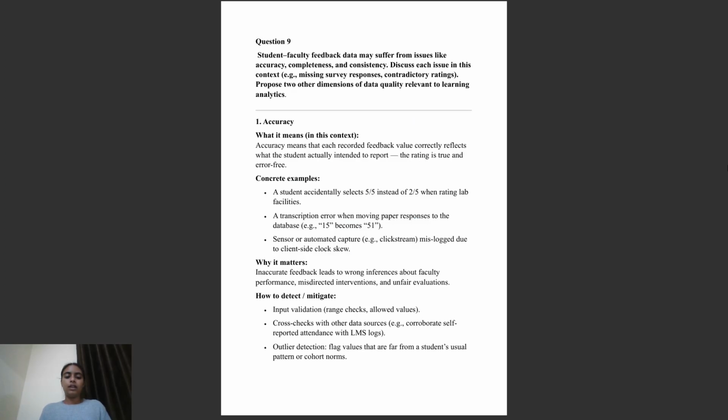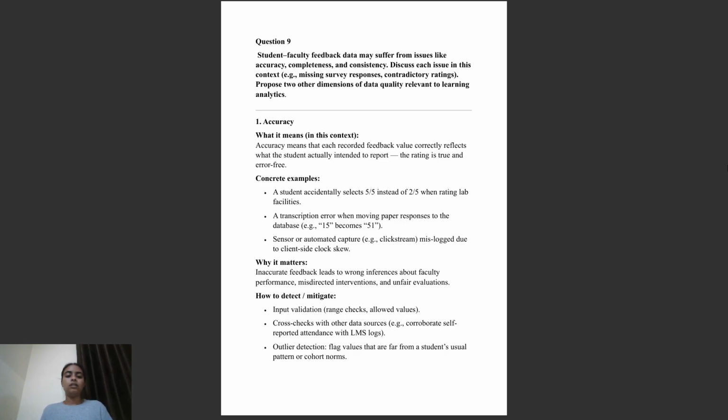In this assignment question, we talk about data quality issues that occur in student-faculty feedback systems, especially problems related to accuracy, completeness, and consistency. I will also explain two more important data quality dimensions that are highly relevant to learning analytics. Let's start with the first data quality issue, accuracy.